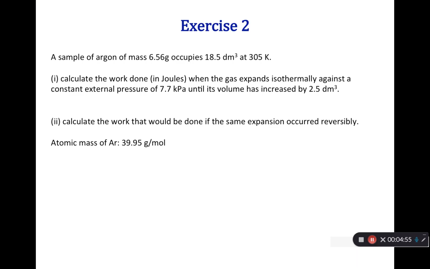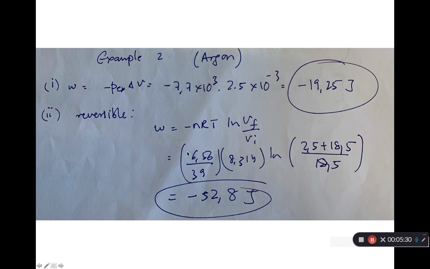Here is another example of work calculation. We have argon gas which has a certain mass and occupies a certain volume at a certain temperature. And then we want to calculate the work, if the work is isothermal against a constant external pressure and the volume increases a little bit, or if the same expansion occurs reversibly. Normally, I would ask you to do it in class, but this is not possible here, so let's just calculate the numbers.